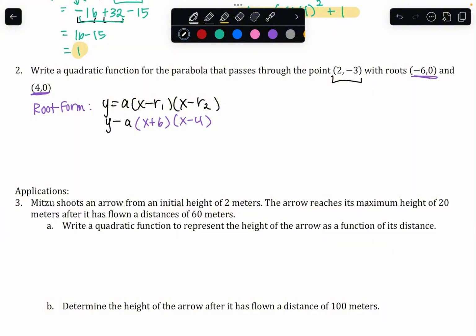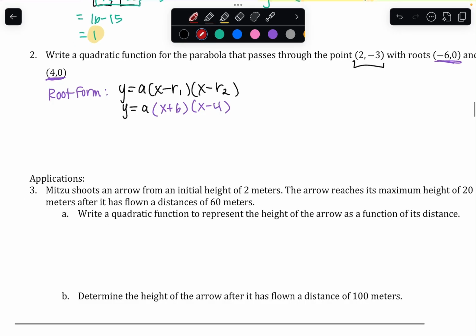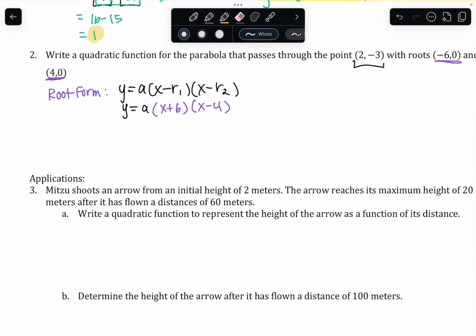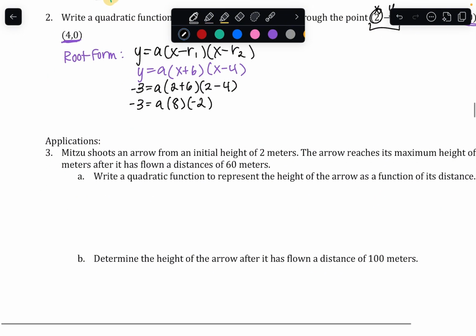And we still don't know what a is. Okay, and so that's what this random point is for. It's giving us an x and a y that we can substitute for x and y in this equation. My x is 2, my y is -3, so I'm going to replace y with -3, and I'm going to replace both x's with this 2. So 2 plus 6, 2 minus 4. That gives me 8 for the first parenthesis, -2 for the second parenthesis.